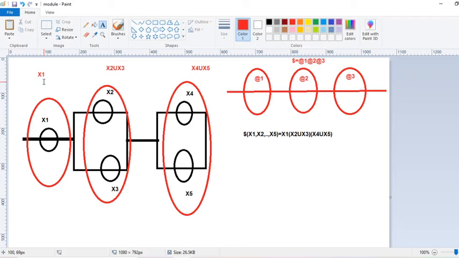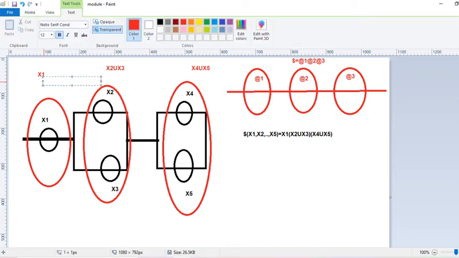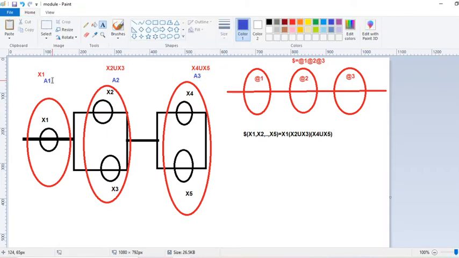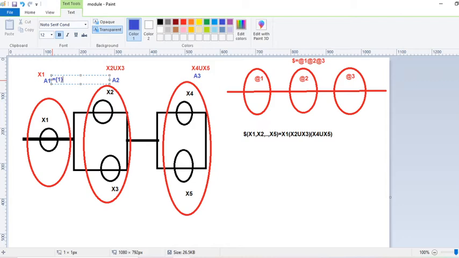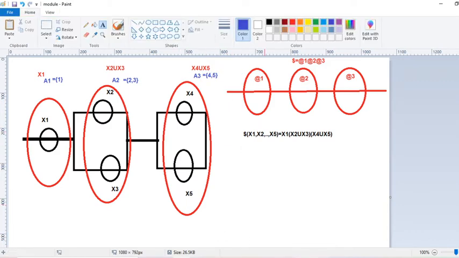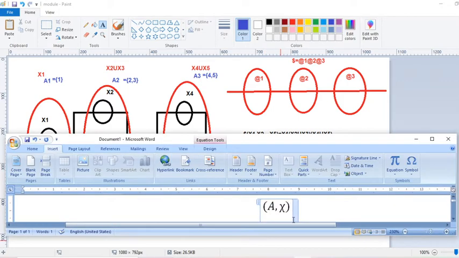That means let it be a1, module a1. You can choose a different color. This is A1 module. This is A2 module. This is A3 module. What is the set corresponding to A1? Only one. A2 consists of components 2, 3. A3 consists of components 4, 5. So A comma chi, the corresponding structures are chi1, chi2, chi3.